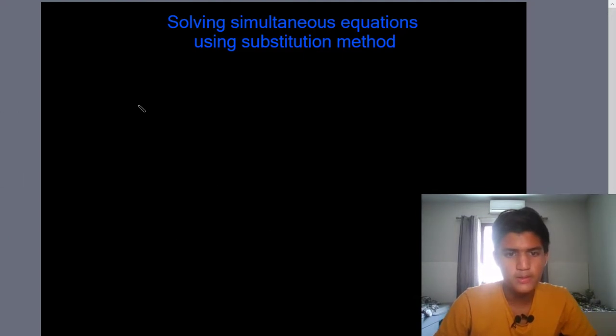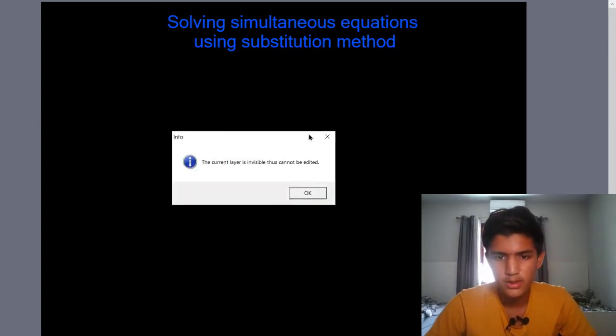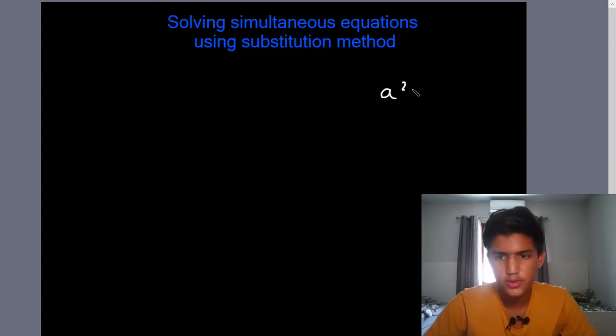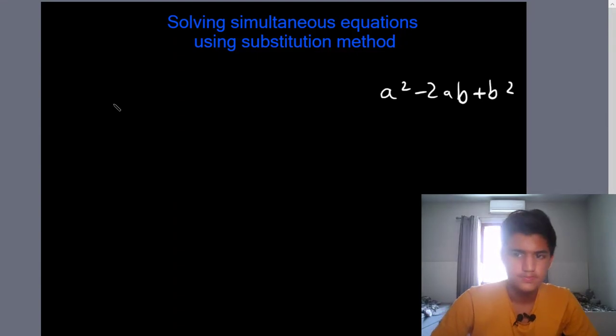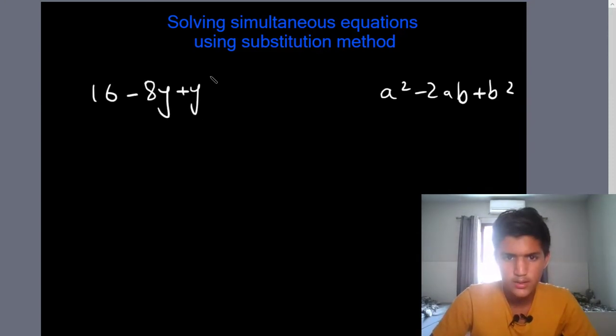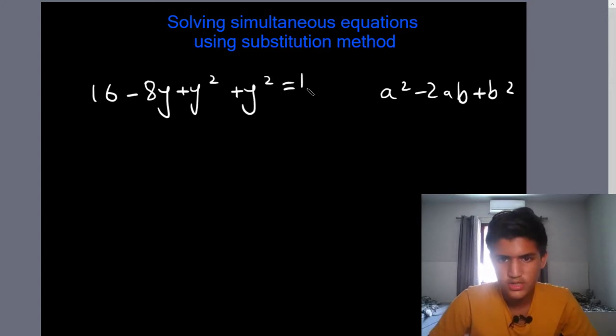So we're going to open this bracket using the formula a squared minus 2ab plus b squared. So 16 minus 8y plus y squared is equal to 10.